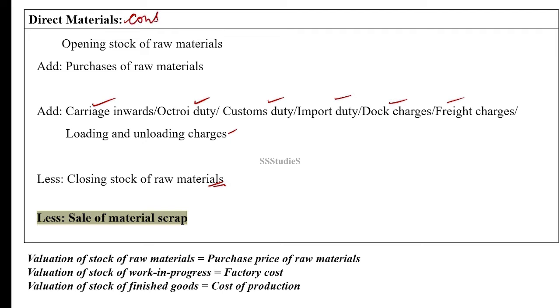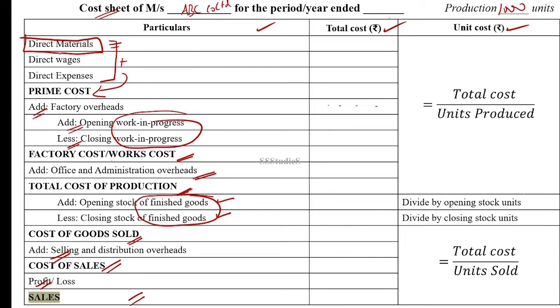So our main focus is to find out how much direct materials has been consumed for producing the given number of units. Direct materials consumed: opening stock of raw materials, add purchase of raw materials, add all the direct expenses related to this purchase, deduct closing stock, and then deduct sale of material scrap, in case in the problem material scrap has been sold and some money has been received out of it. That has to be deducted. This is how we find out the direct materials.